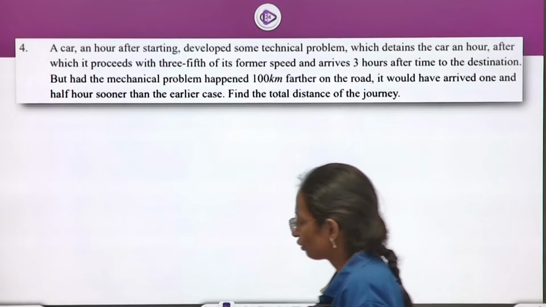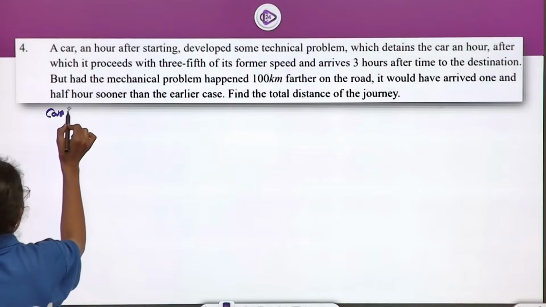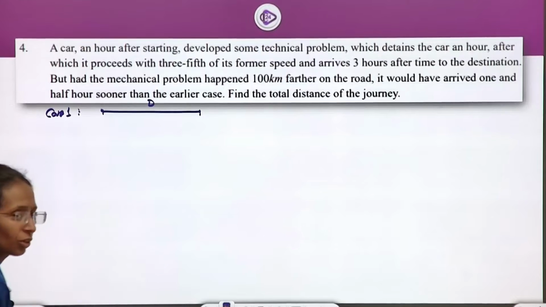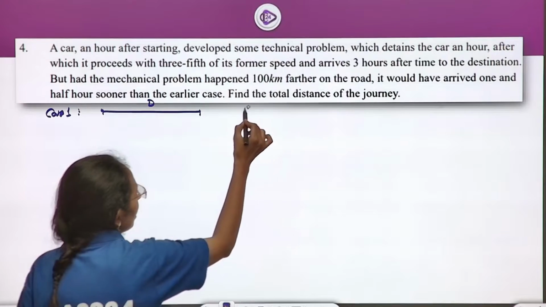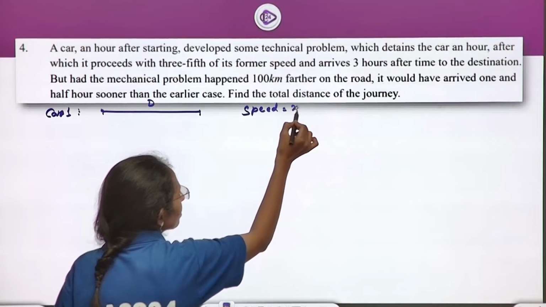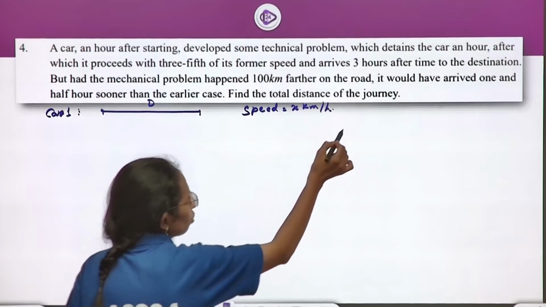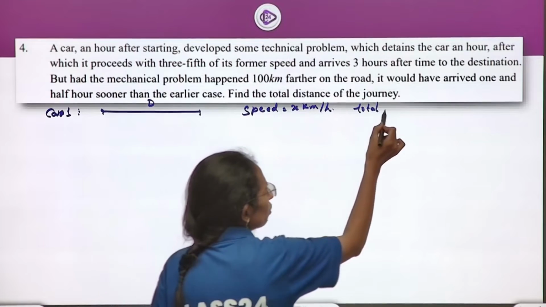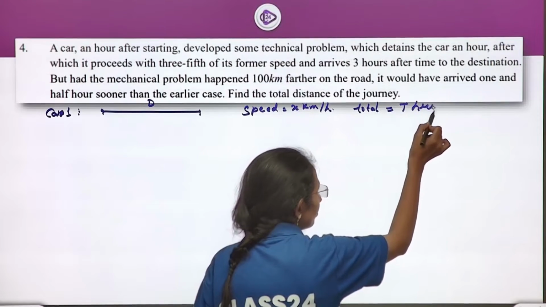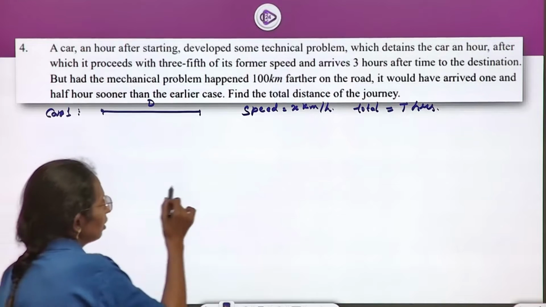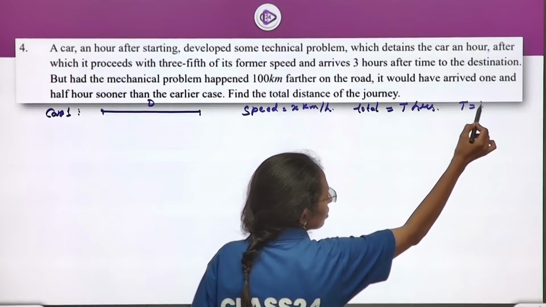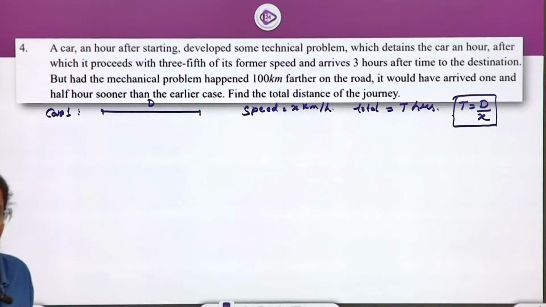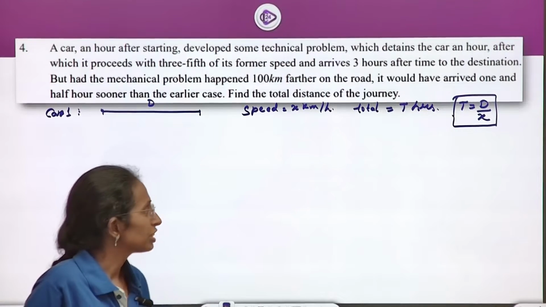So first of all, I'm assuming my case 1. Case 1 is like, let the total distance be d, and assuming the speed of the car to be x kilometers per hour, and the total time, if nothing would have happened, to travel the journey is t hours. Now we know that time is equal to distance upon speed. So for the normal journey, t would be equal to d by x.